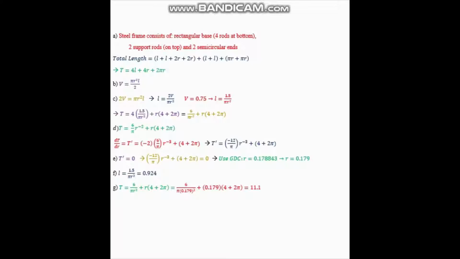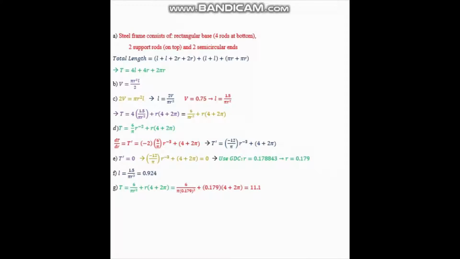So our task is to differentiate this gold expression right there. I'm going to begin by taking the r squared from the denominator and placing it in the numerator as r to the power of negative 2. This will help me in my differentiation. So the derivative of this green expression is obtained in the red expression right there. So 6 over pi times r to the power of negative 2 becomes negative 2 times 6 over pi times r to the power of negative 3. I've multiplied by the old power and I've reduced the power by 1.